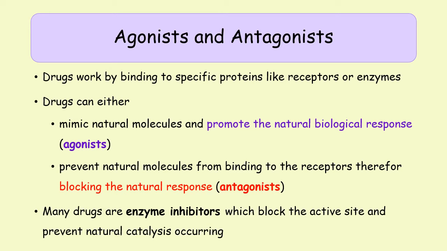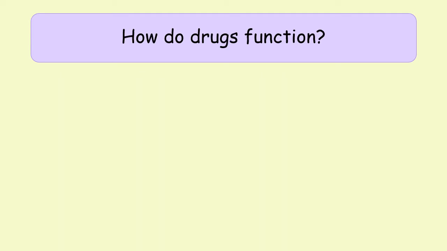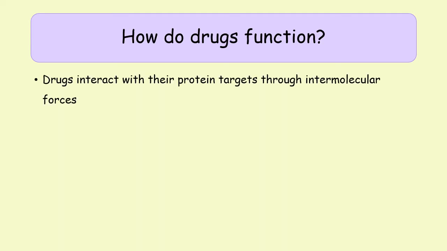Many drugs are enzyme inhibitors, and the part of the enzyme they would be interacting with is the active site, and not necessarily, for those of you who do biology, before anyone talks about allosteric sites. But if you block the active site, you will prevent the natural molecule from being able to enter the enzyme and do the reaction. So how do drugs function?